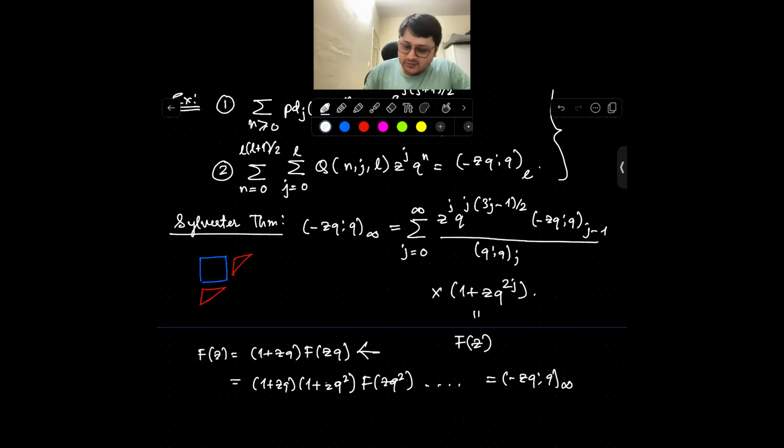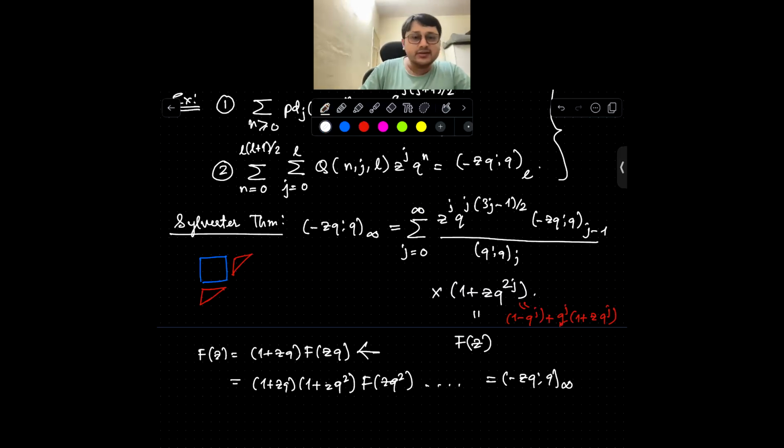One trick that we can use is to break this part, which is 1 plus zq to the 2j. Let me write it in red. You can write this part as 1 minus q to the j plus q to the j, times 1 plus zq to the j. If you write this, then the algebra becomes easier. So you can try this.